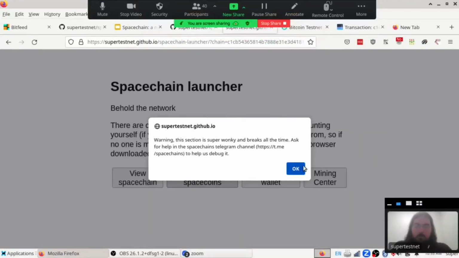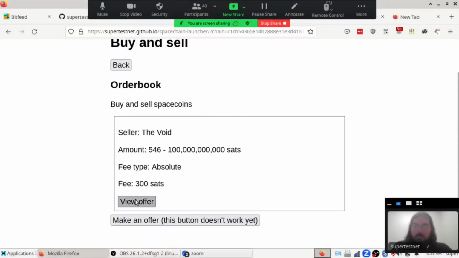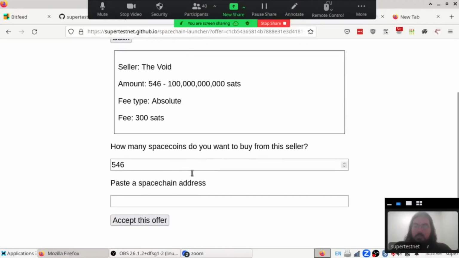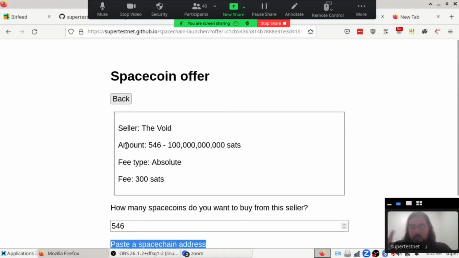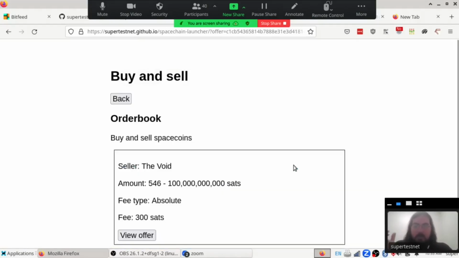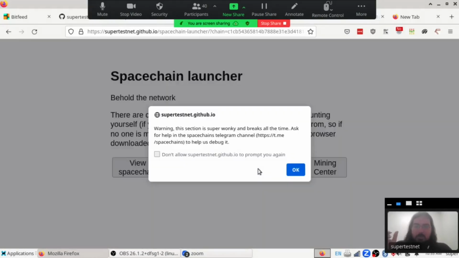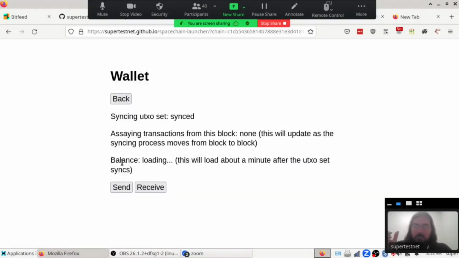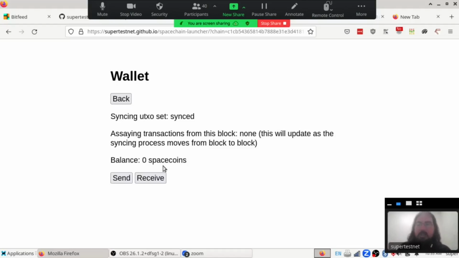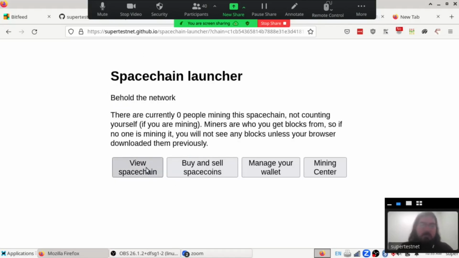This part's super wonky, but you can burn Bitcoins on here to create space coins, and anyone can do this, and then you can sell them to people if you want to. Not for more than they cost, because then they'll just make them themselves. It gives you a little wallet, so you can see how many Spacechain sats you have, space coins. So that allows you to do a whole bunch of stuff on here, and that's basically it.